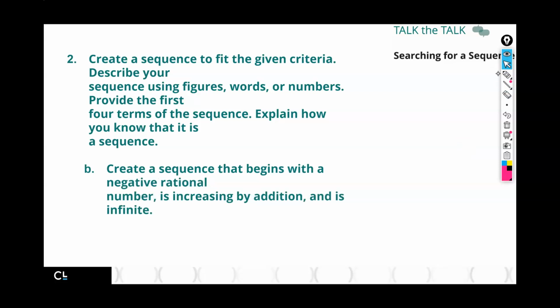Part B, create a sequence that begins with a negative rational number, is increasing by addition, and is infinite. Let's say that I have negative 2.5, and I'm going to negative 1.5. So I'm increasing this by 1. And your answer could vary. So that would be negative 0.5 and 0.5. And to show that it's infinite, well, I'm going to do what I did earlier. I'm going to show that it's going to continue.